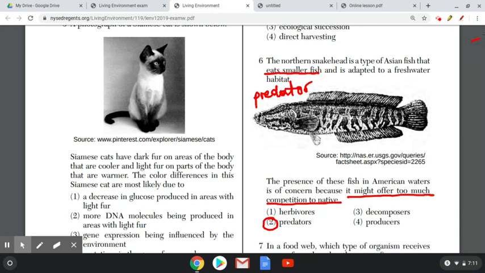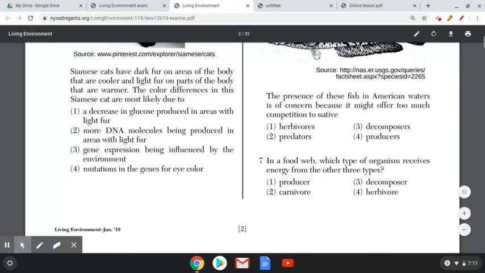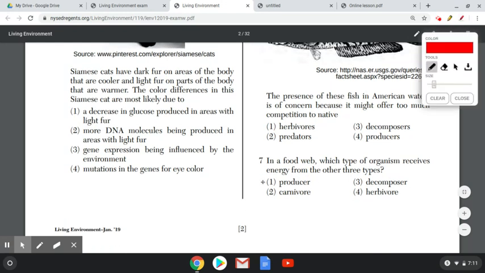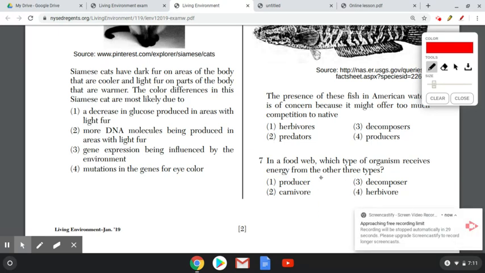It says here, in a food web, which type of organism receives energy from the other 3 types? So we know that in a food web, when producers, the plants, carnivores, the meat eaters, and herbivores, the plant eaters, die, these organisms are broken down by bacteria in the soil, are broken down by what we call decomposers.